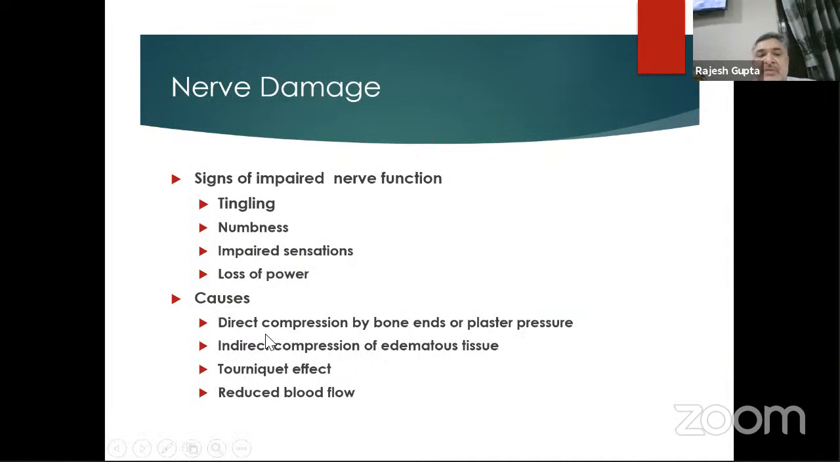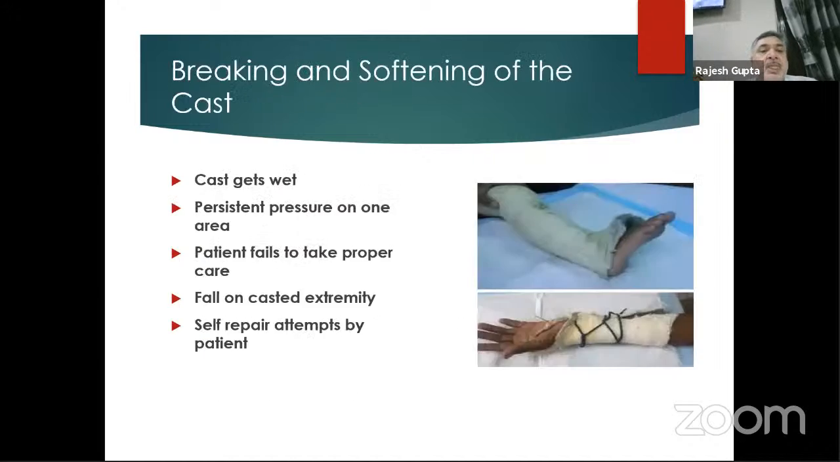Now, coming to nerve damage, there are many causes like direct compression by bone ends, plaster pressure, indirect compression of edematous tissue, tourniquet effect, and reduced blood flow. Patient may have tingling, numbness, impaired sensation, and loss of power. Whatever the cause, it has to be treated.